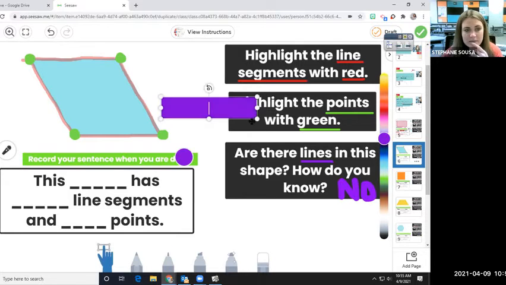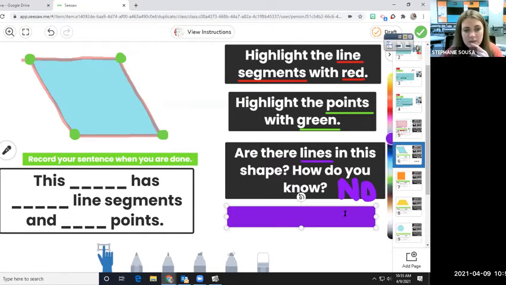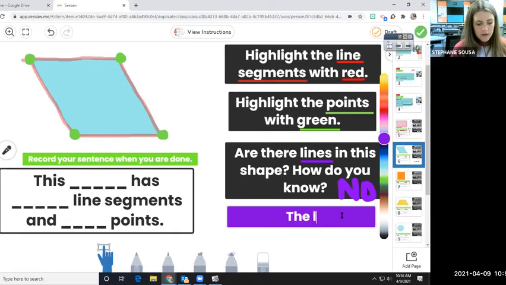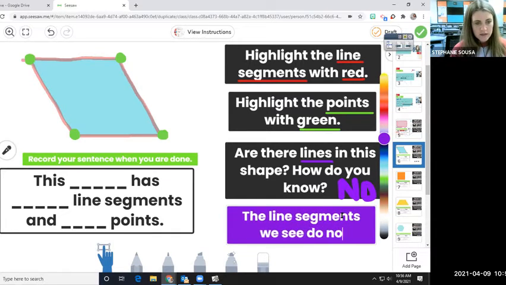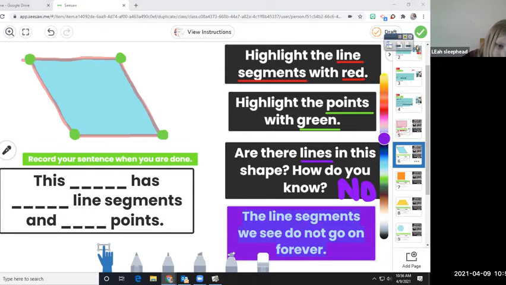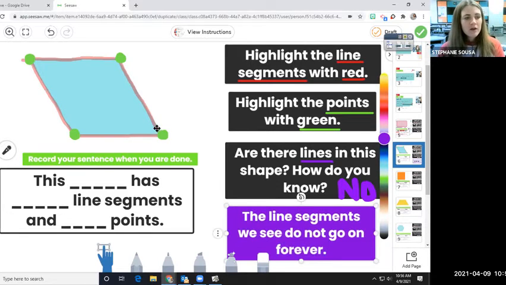Let's add a text box. There are no lines in this shape. How do you know? Lines are a straight figure that continues on forever in both directions. There's nothing showing forever here. The line segments we see do not go on forever. Forever and ever, I'll give you my heart. Can you put it in the chat? I can. That is what I was doing. You're getting ahead of me. There you go. The line segments we see do not go on forever and ever. Right here they stop.